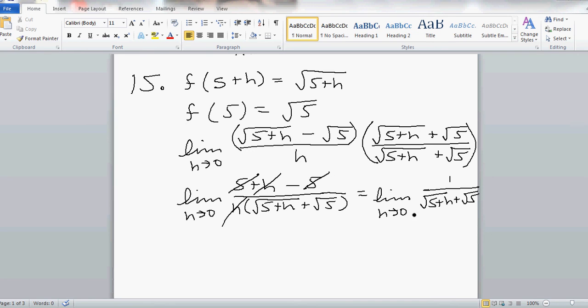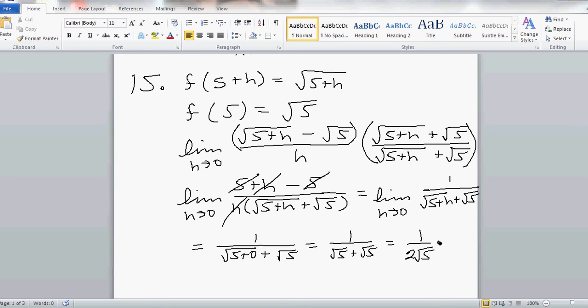Now as h approaches 0, I'm actually going to substitute, so I no longer need the limit. So it's 1 over the square root of 5 plus 0 plus the square root of 5, which equals 1 over the square root of 5 plus the square root of 5, which equals 1 over 2 times the square root of 5.